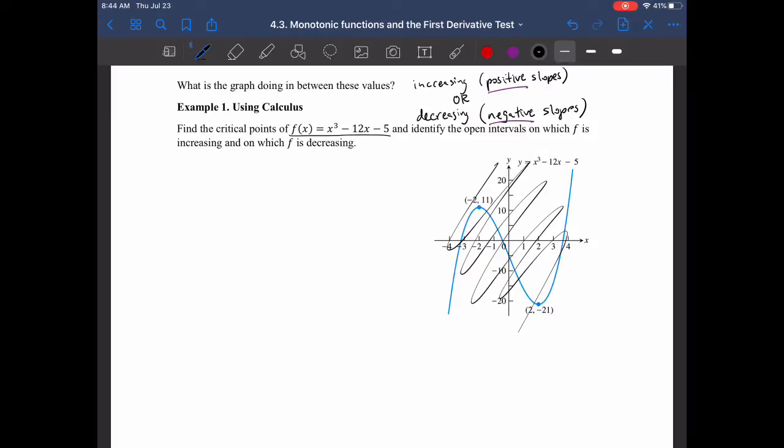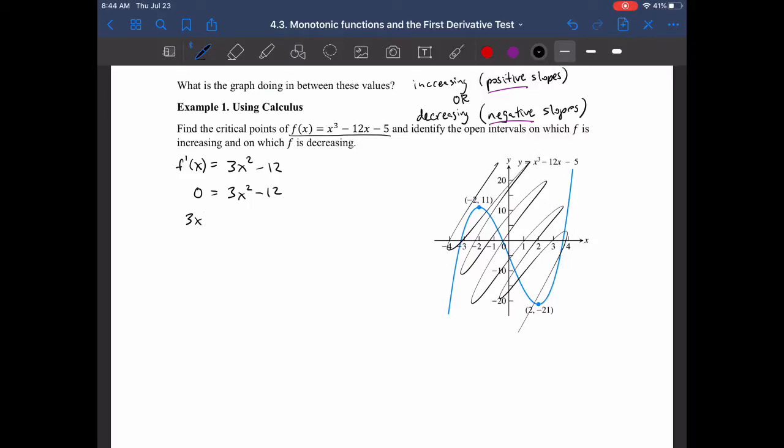To find the critical points, we need to find the derivative of it. x cubed becomes 3x squared, and 12x becomes a 12. And 5, when you take the derivative, it's a constant, it becomes a 0. We then need to set this equal to 0. So 0 equals 3x squared minus 12. At that point, we solve for x.